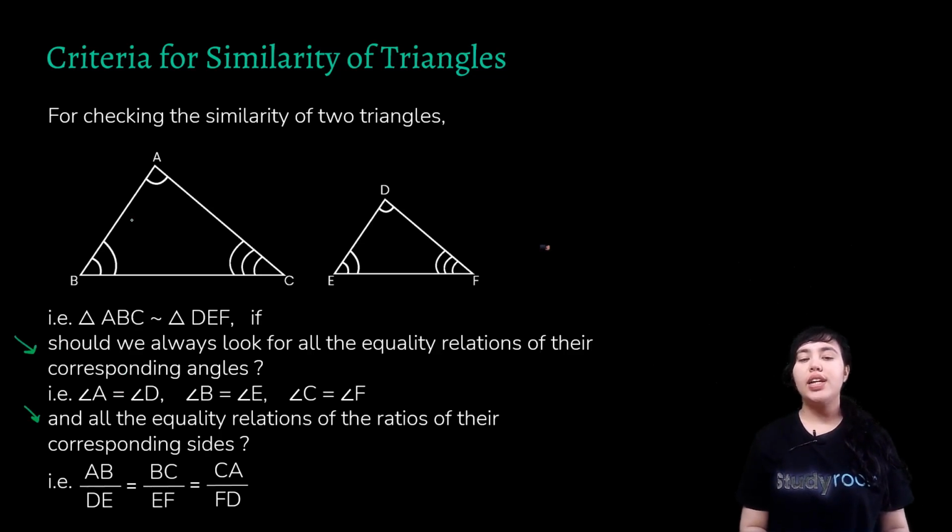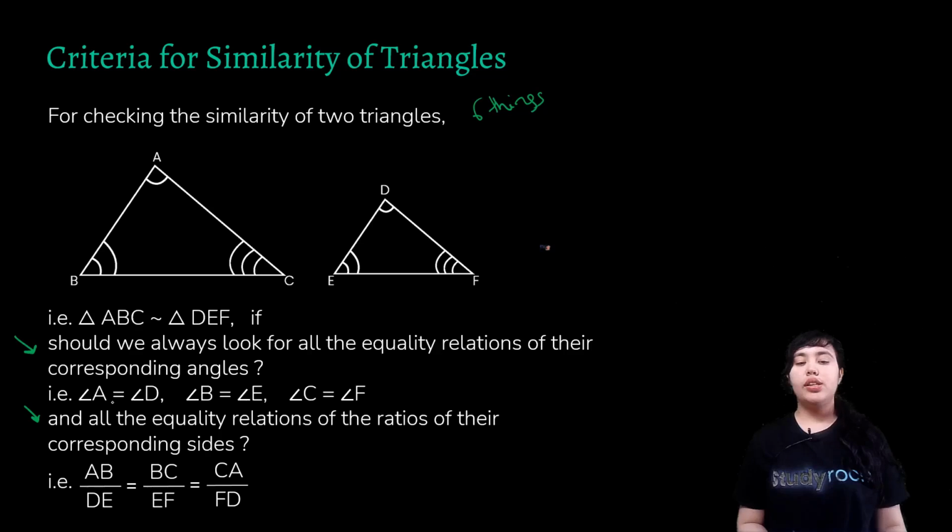So if I gave you triangle ABC similar to triangle DEF, it meant that angle A and D are equal, B and E are equal, C and F are equal. And for the sides, we said that AB upon DE is equal to BC upon EF is equal to CA upon FD. But this means that we have to solve for 6 things every time.